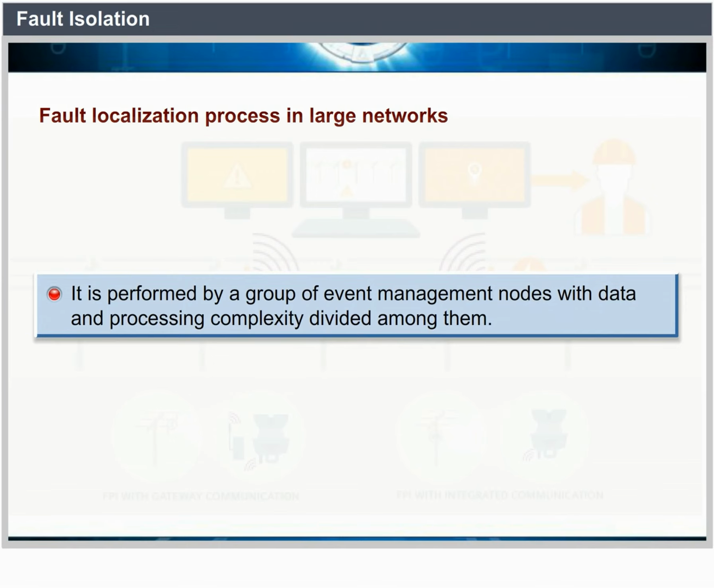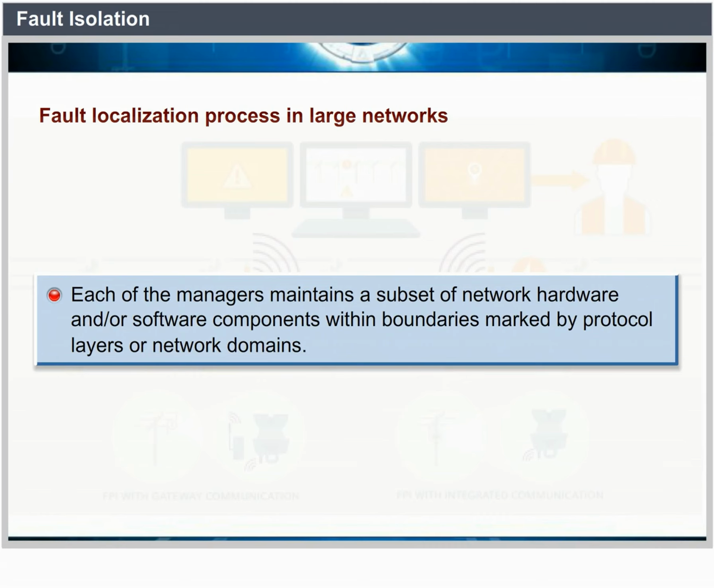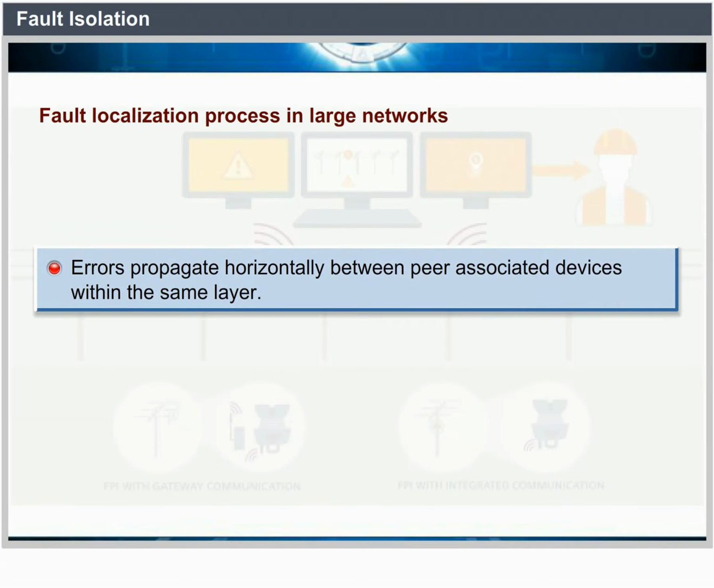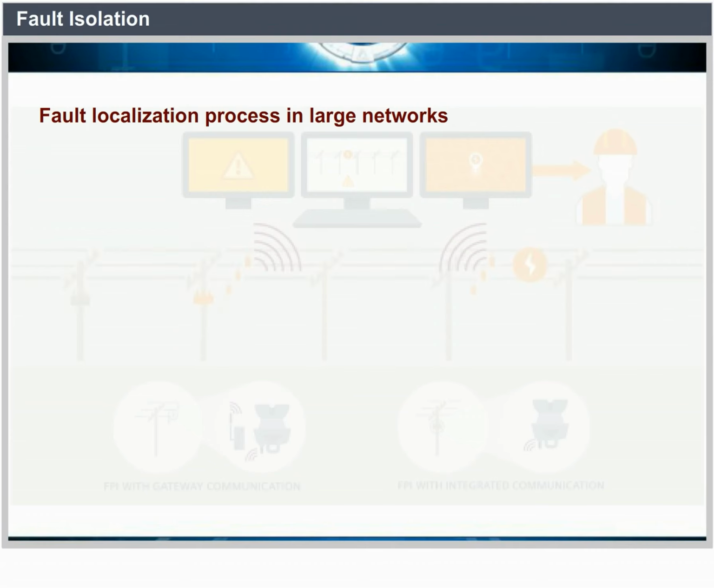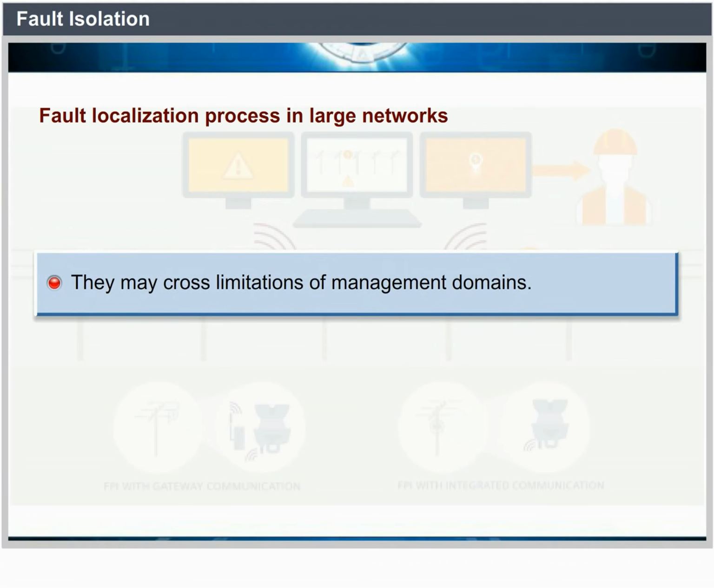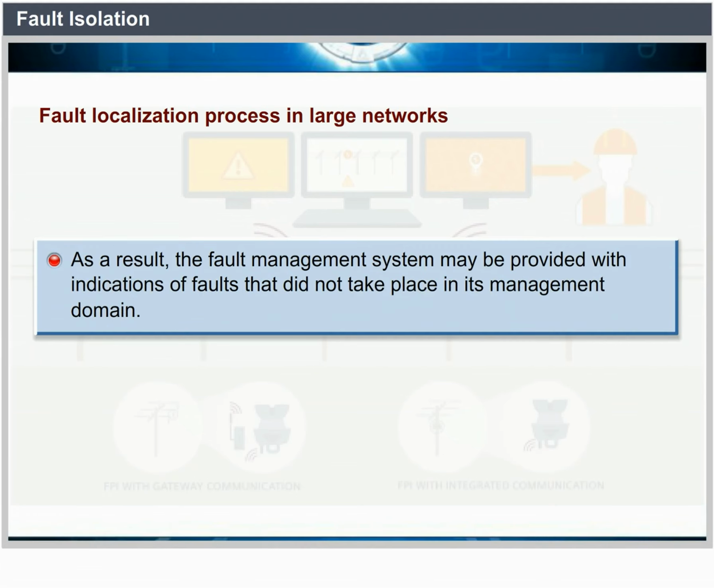Each of the managers governs a subset of network hardware and/or software components within boundaries marked by protocol layers or network domains. Errors propagate horizontally between peer-associated devices within the same layer, or vertically from upper layers to lower layers and vice versa between related services. They may cross boundaries of management domains. As a result, the fault management system may be provided with indications of faults that did not happen in its management domain.